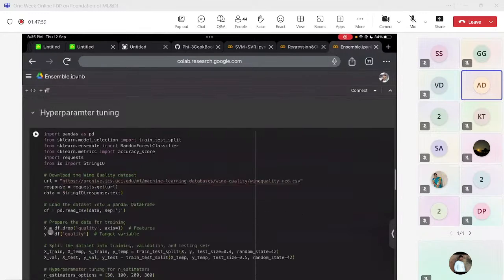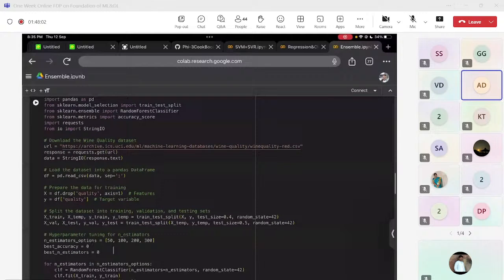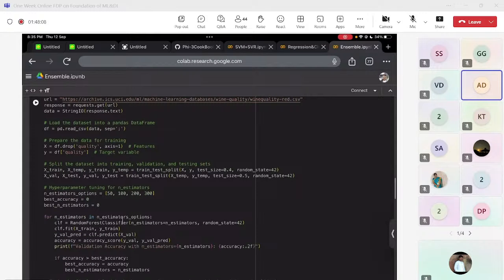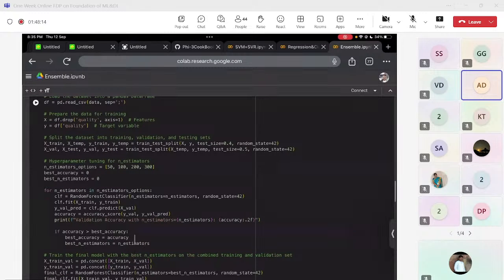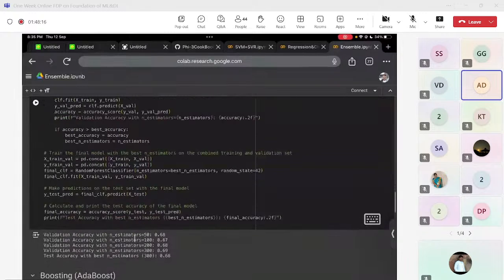Now let's do some hyperparameter tuning on the number of estimators. I had a bunch of different estimators: 50, 100, 200, 300. The process again remains the same. You have a for loop. For each estimator, you run the classifier and calculate the validation score, identify the best estimator, and then you test it on the test set.